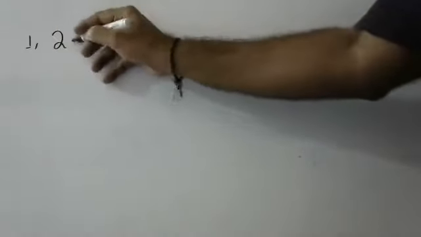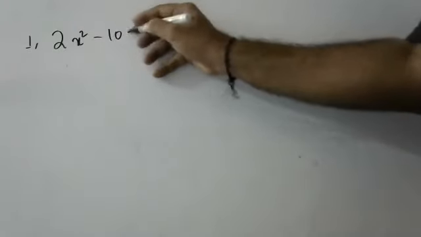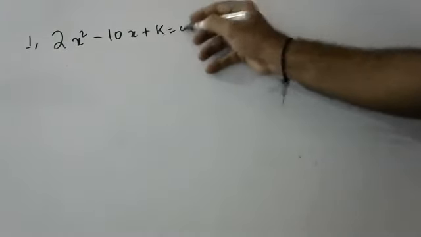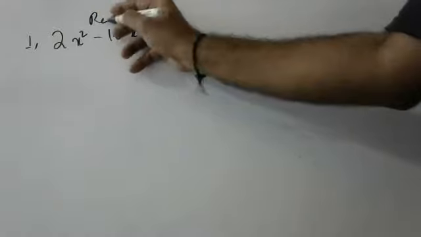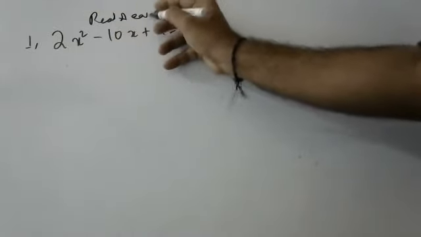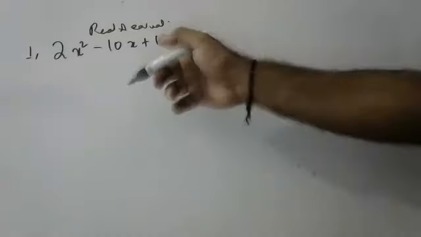So coming to the first sum, children. Condition given for the first sum is real and equal roots, children. Actually, I forgot to give it there. First one, we see here, children, 2x square minus 10x plus k is equal to 0. Condition given is real and equal zeros. They only told real and equal, children. We have to find k.